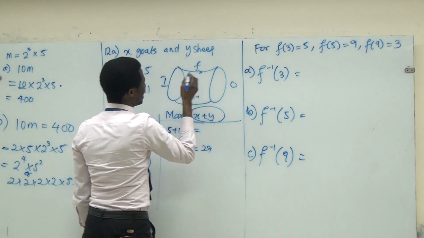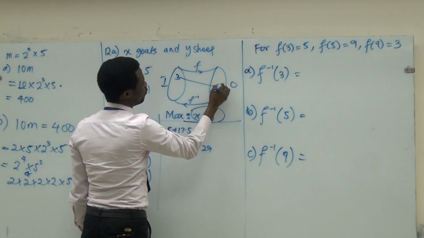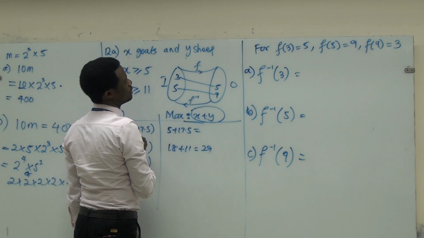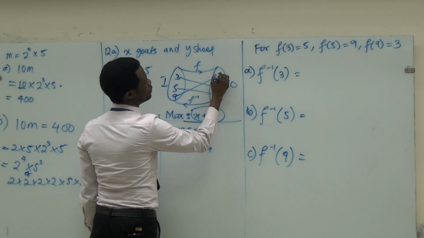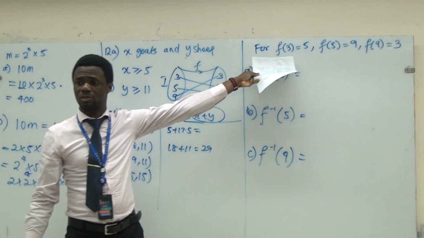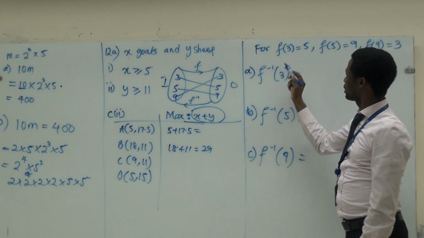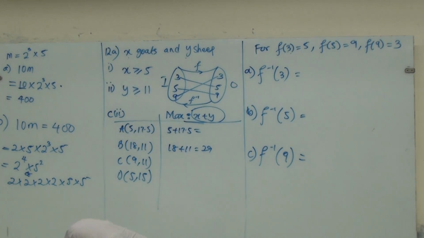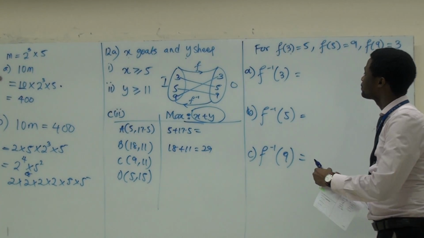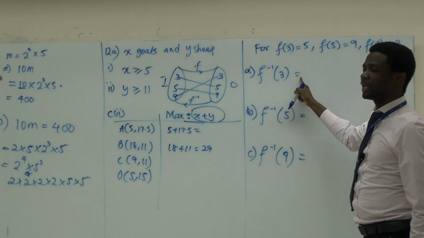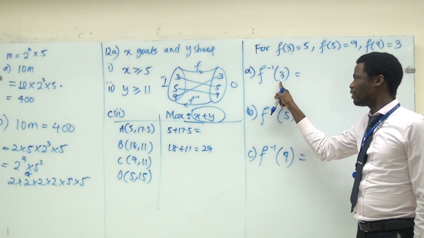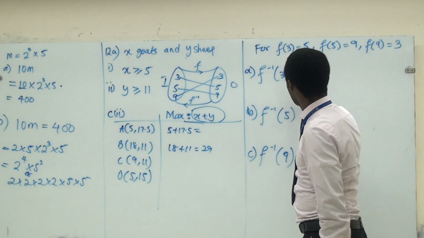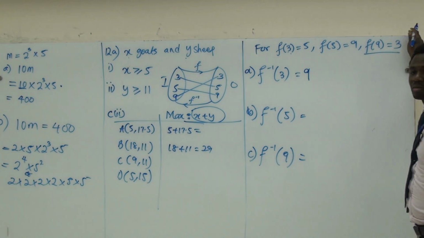What this means is that 3 is mapped to 5 somewhere, 5 is mapped to 9 somewhere, and 9 is mapped to 3 somewhere. This is what this means. Inputs, outputs. Now, the question is, what happens when you reverse it from the output of 3? What does it give you? So it's just from here.